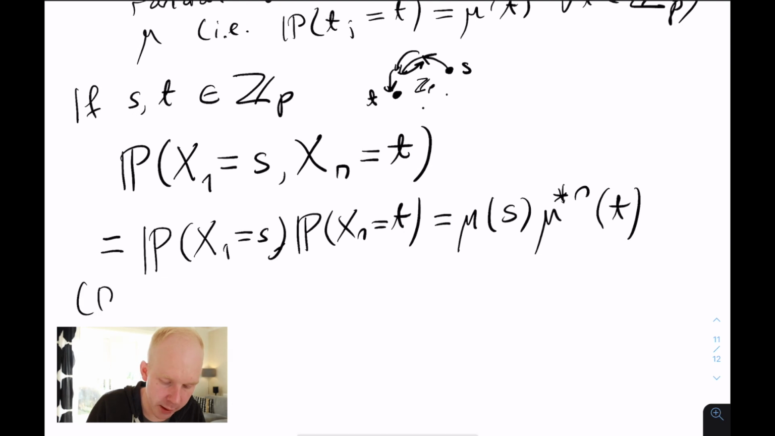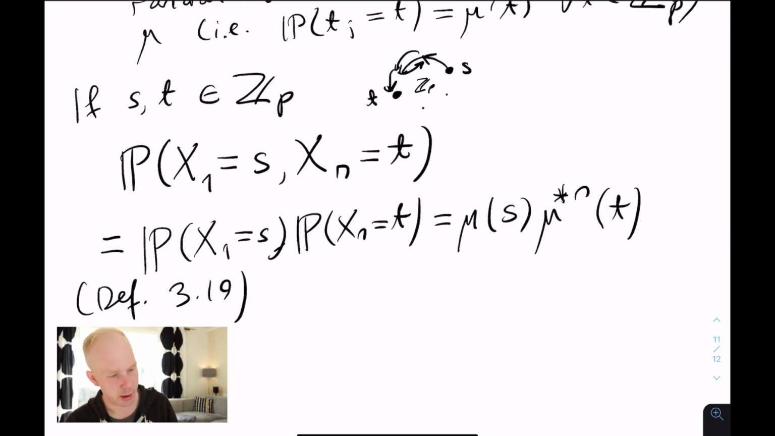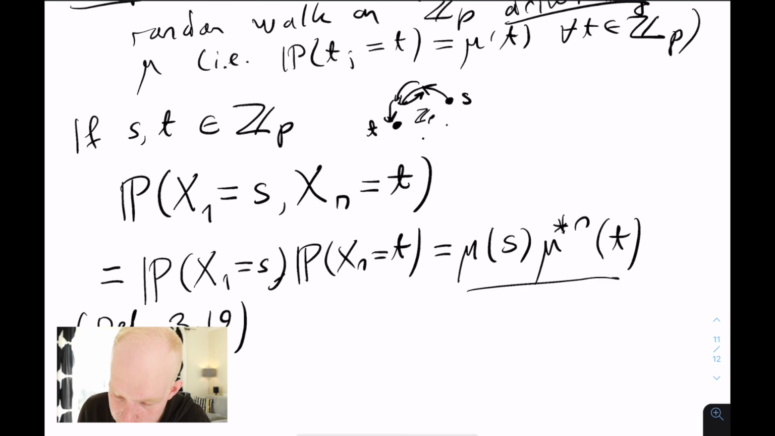I had this in Definition 3.19 in the lecture notes, if you want to compute that. So that's an example of how you would compute the probability of this event. You need to compute these convolutions, for example, if you want to get to this probability.